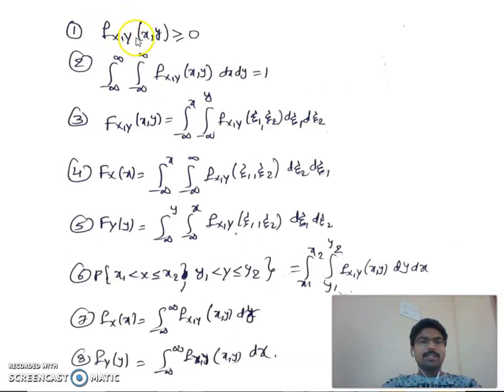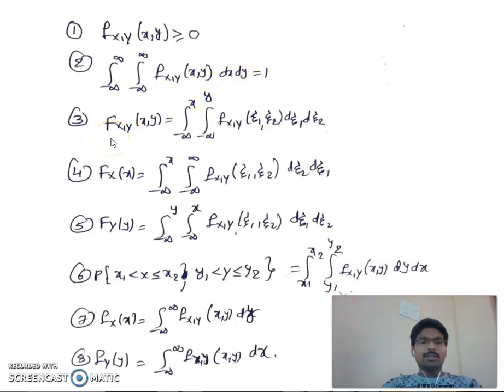The first property is f_{X,Y}(x,y) greater than or equal to 0. This property says that it is non-negative. That is, the joint density function is non-negative. It is always a positive value. Next, the area under the joint density curve is always equal to 1. That is, the integral from minus infinity to infinity, minus infinity to infinity of f_{X,Y}(x,y) dx dy is equal to 1.